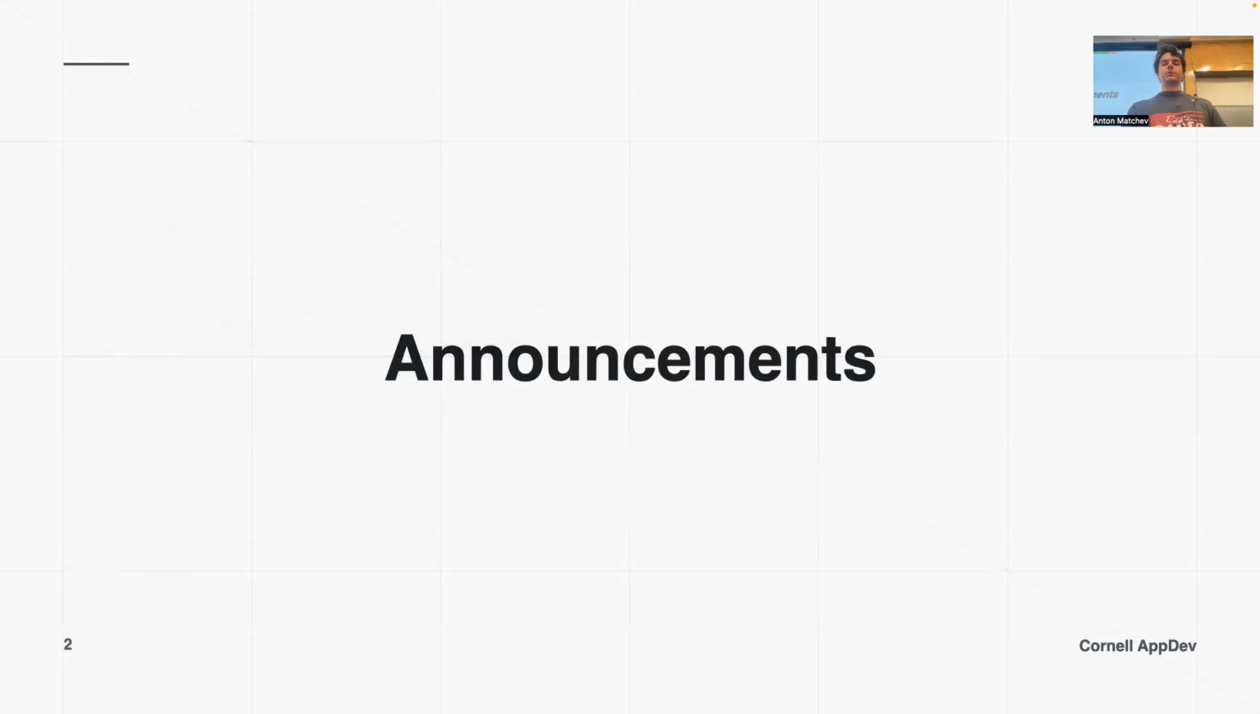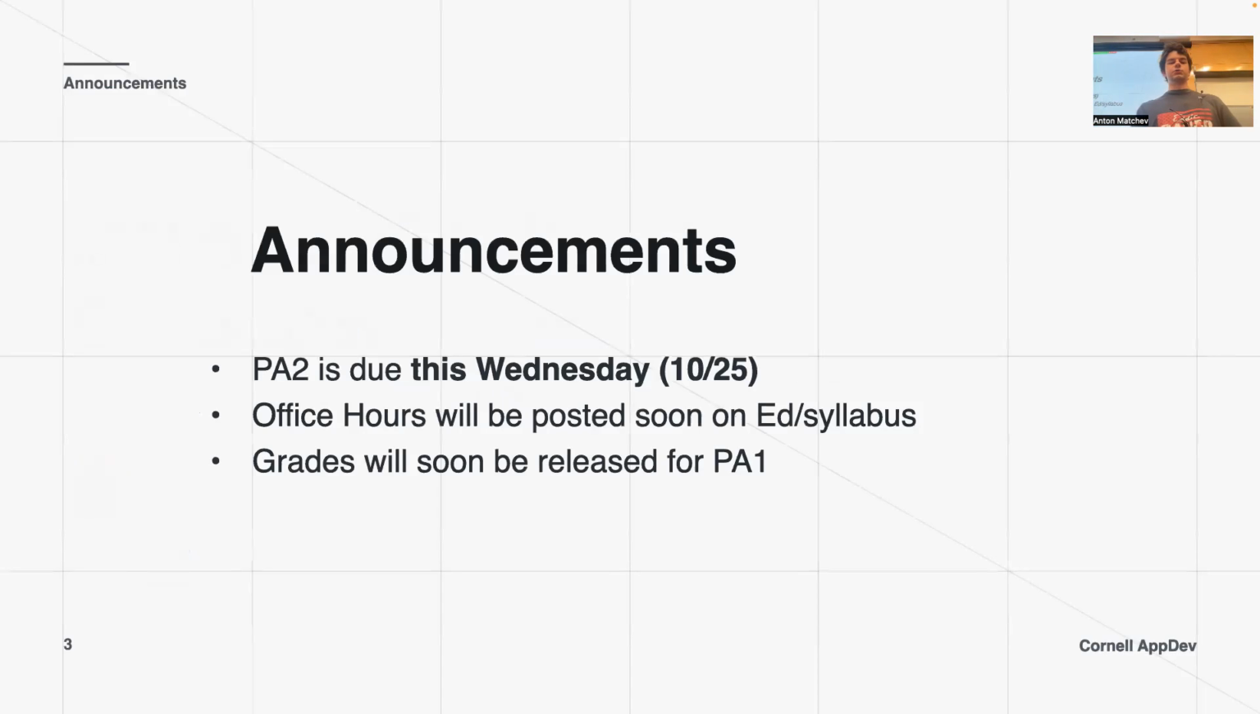All right, yeah, so some announcements. PA2 is due this Wednesday, October 25th. Office hours will be posted soon on Ed or the syllabus. I think they should be posted either tomorrow or Wednesday. And then grades will be released soon for PA1. If you have an issue with your grading, the person who graded you gives you back a feedback form and it has their name and net ID. So yeah, if you have an issue with your grading, you can just contact them through there.